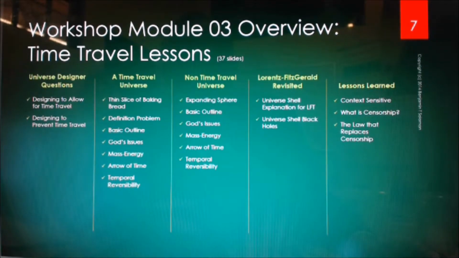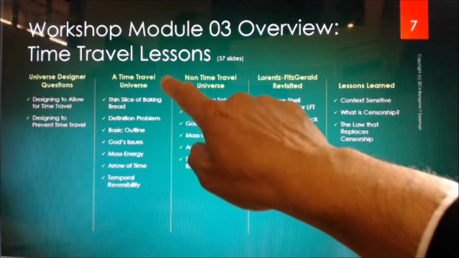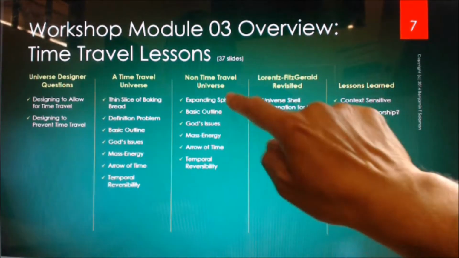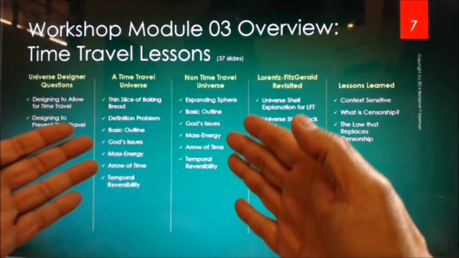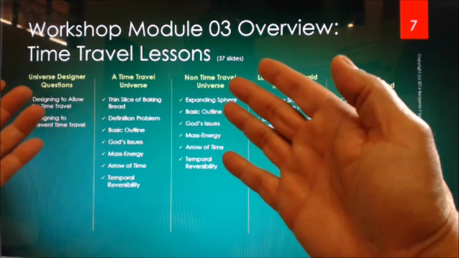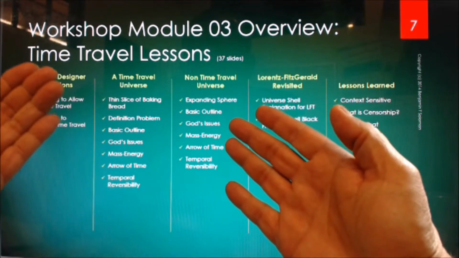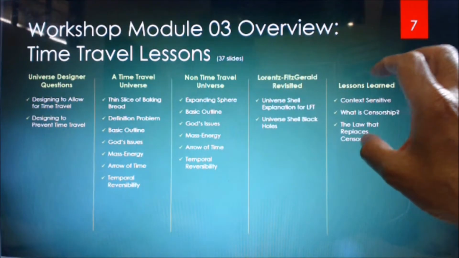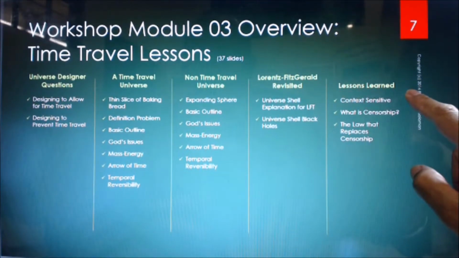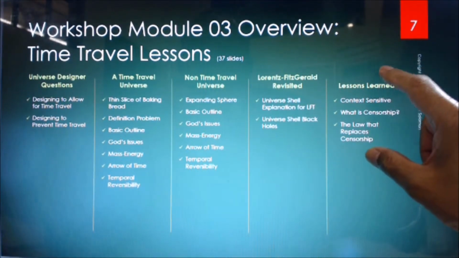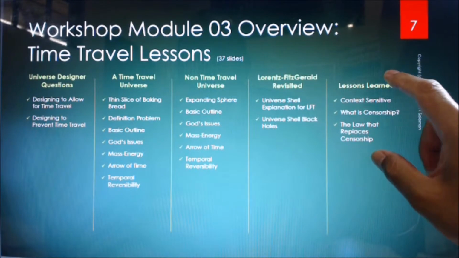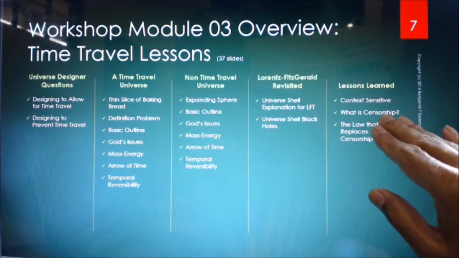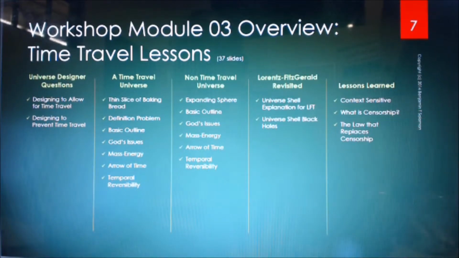In Module 3, we'll talk about a time travel universe versus a non-time travel universe. And this is an example why, when we compare 2 scenarios, one that's possible, one that's not possible, we can extract out lessons about physics, about engineering, and we'll talk about why censorship is actually the wrong approach to resolving time travel problems.